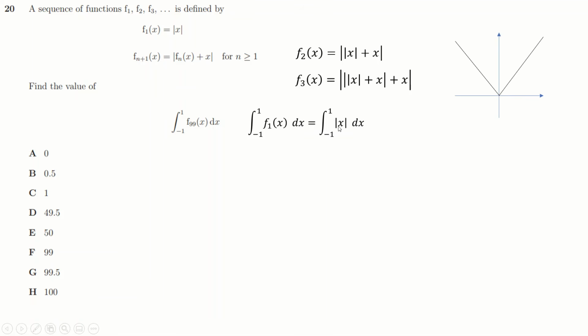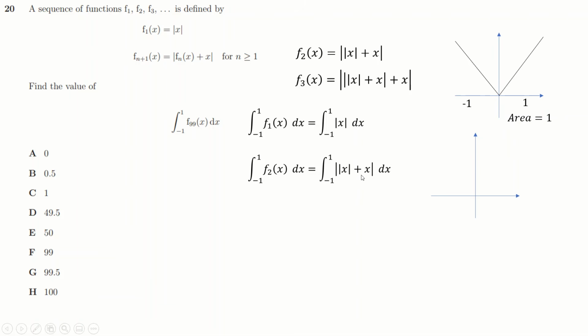Now, mod of x is just this graph, right? Between 1 and minus 1, that's two triangles, each with height 1, width 1. So 1 times 1 times a half is a half, plus a half is 1. So the area of that is 1, so the answer to this is 1. So the integral of f1 is just 1. Integral of f2 is this.